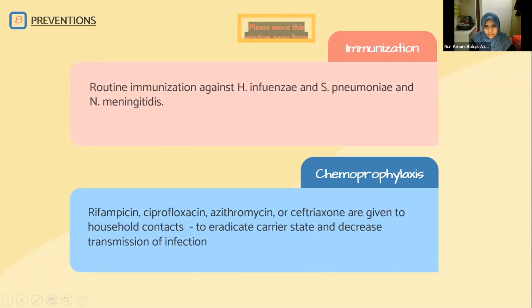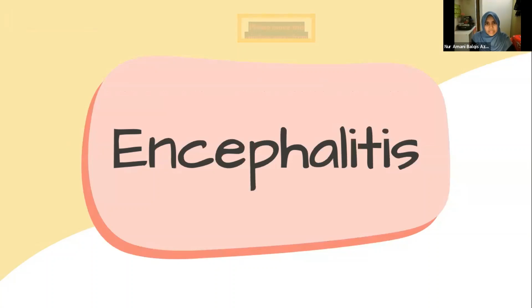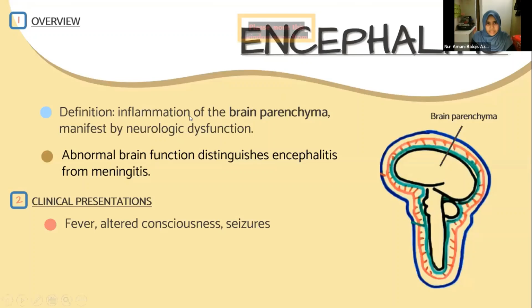Okay, so that's it for meningitis. And a little bit about encephalitis. The definition of encephalitis is inflammation of the brain parenchyma with or without meningitis, and it is manifested by neurologic dysfunction. So if you want to distinguish between encephalitis and meningitis, in encephalitis there is abnormal brain function. These are among the clinical presentations: fever, altered consciousness, seizure.